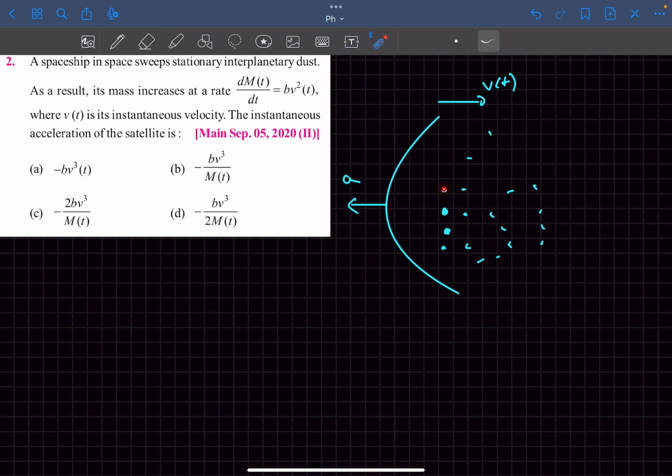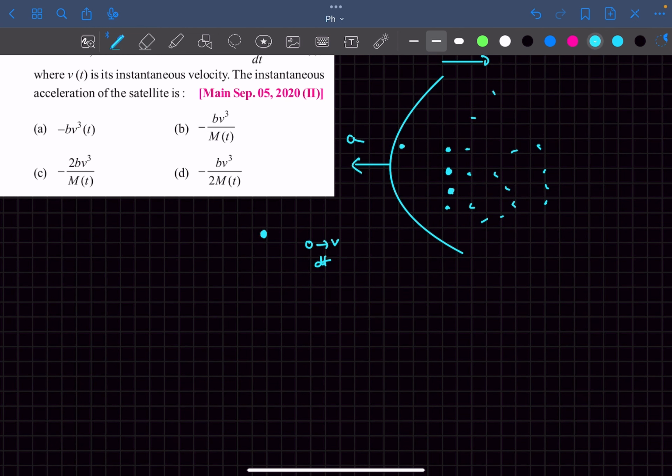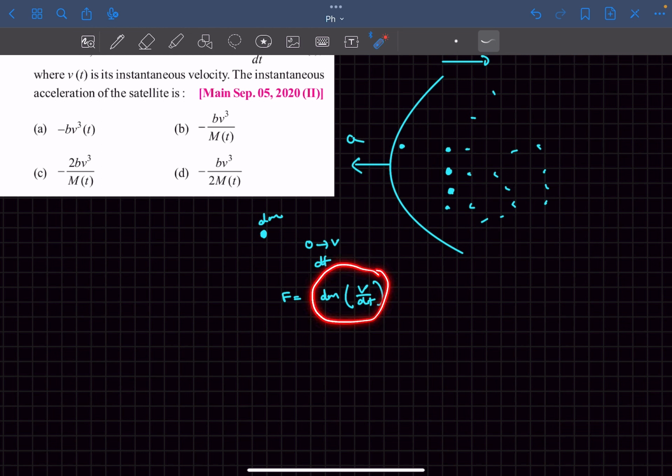Now if we look at an individual dust particle, this particle is about to collide with the spaceship. Initially, before the collision, it is at rest, and after the collision, it'll stick to the spaceship and move with the same velocity as the spaceship, which is going to be v. If we observe this dust particle, its velocity went from 0 to v in some dt time during the collision, and let's say the dust particle's mass was dm. So the force that was imparted on it is going to be dm multiplied by its acceleration, which is v divided by dt. The force on the dust particle was in this direction, so the force this dust particle applies on the spaceship will be in the opposite direction.